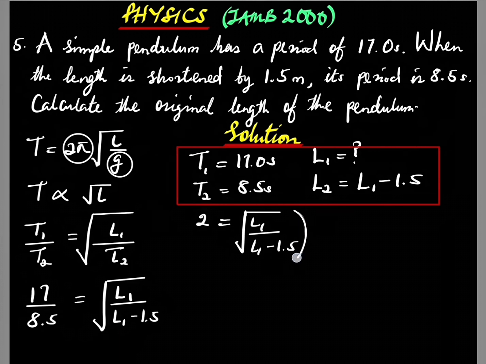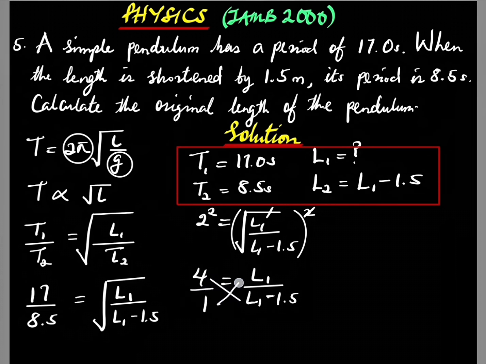So when we take the square of this side, it eliminates the square root. Square cancels square root. And on the left hand side, we have 2 squared, and 2 squared is 4. So we have 4 equal to L sub 1 all over L sub 1 minus 1.5. We then cross multiply. We have 4 into L sub 1 minus 1.5 equal to L sub 1.